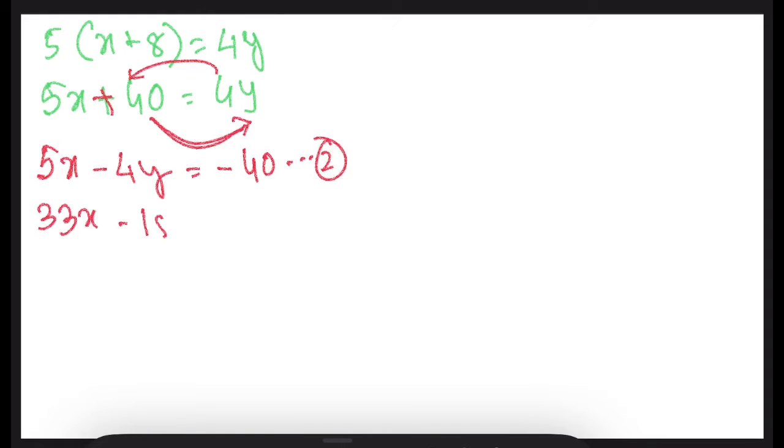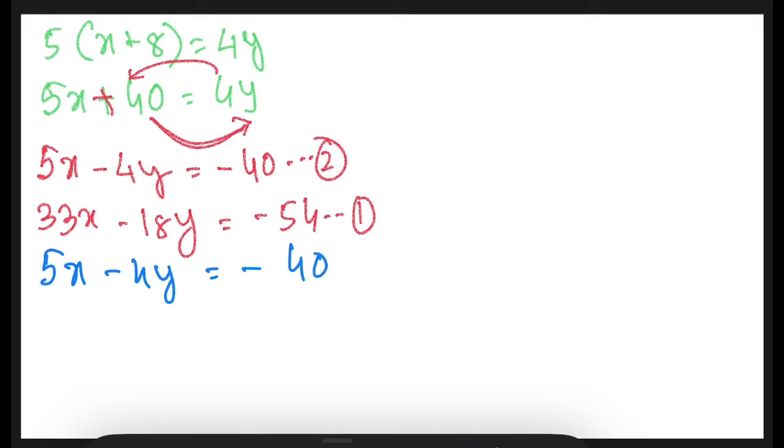33x minus 18y equals minus 54. This is our first equation. This is our second equation: 5x minus 4y equals minus 40. Now first, we want to eliminate y.